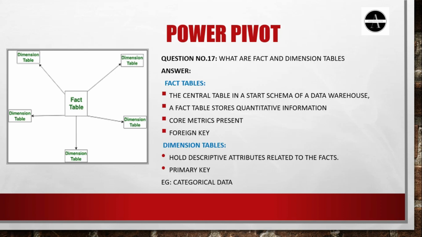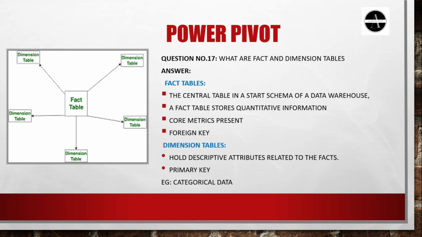Next question is, what are the fact and dimension tables? So in the picture you can see in the center we have a fact table, and around the fact table we have dimension tables in the star form. So this center is the fact table and these are the dimension tables.